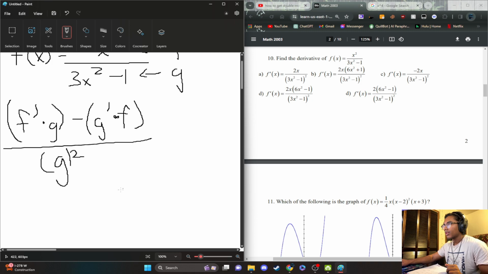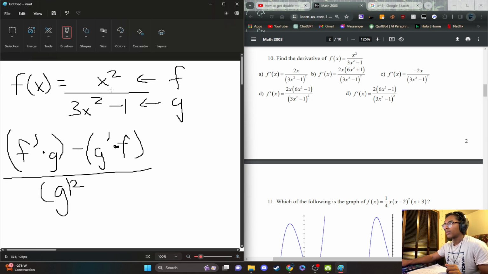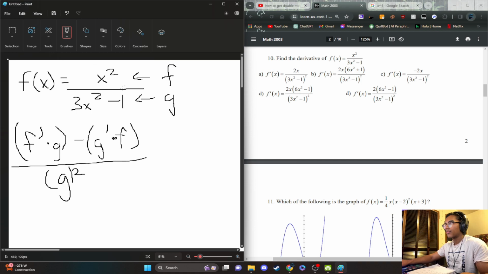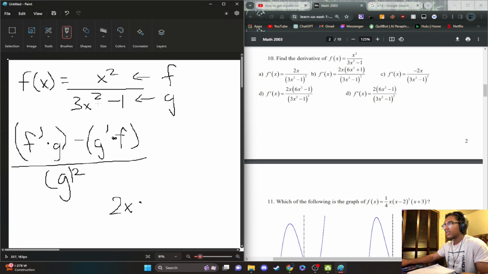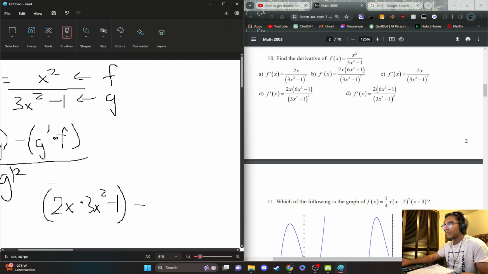The f prime is 2x, because the derivative of x squared is 2x. So 2x times the g, 3x squared minus 1. This is your first term right here. This is minus your g prime. Well, g prime is 6x, and the 1 is 0. So minus 6x times the value of f, which is just x squared times x squared.